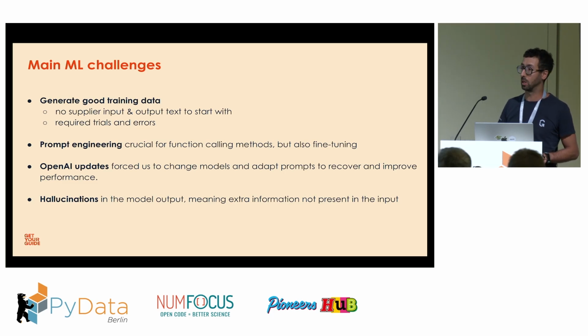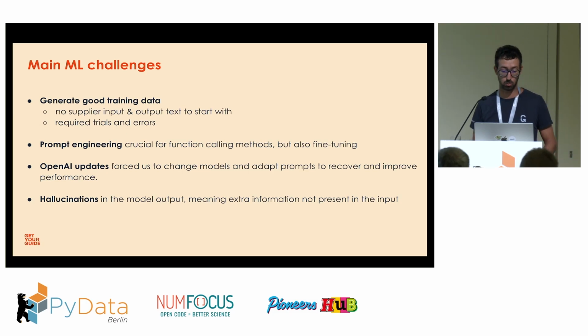We also didn't have the reference output text because, as you saw before, our text contained defects, so we couldn't just take the output text for granted as the desired one. So it required a lot of trial and error, human in the loop, to arrive at good training data.